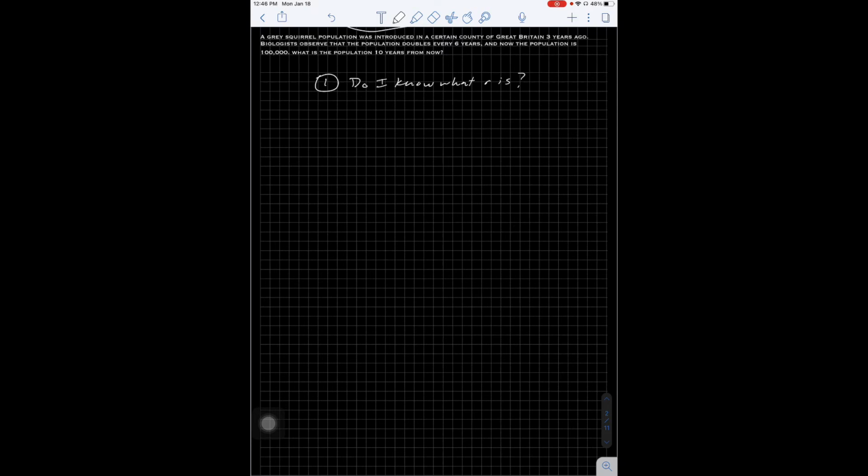Do I have a growth rate or a decay rate or some kind of rate of whatever we're measuring? If the answer is no, then it's a two-part problem. The first part is find R, and the second is answer the question with your R value. Okay, so as I read this, I look: 3 years is a time, 6 years is a time, 100,000 squirrels, that's an amount. Here's another time. There's no rates in here. So my first step is to find R.